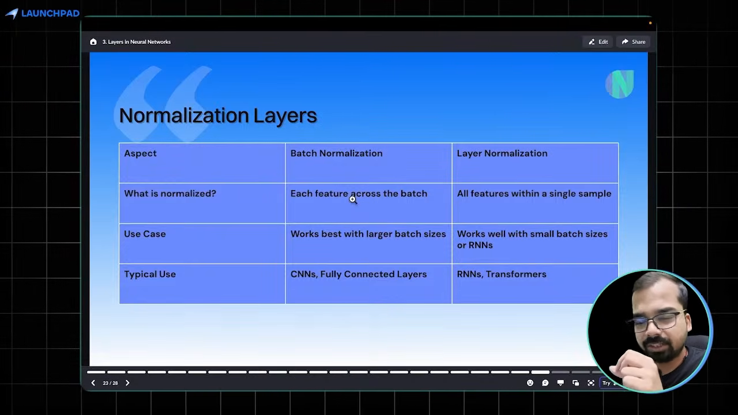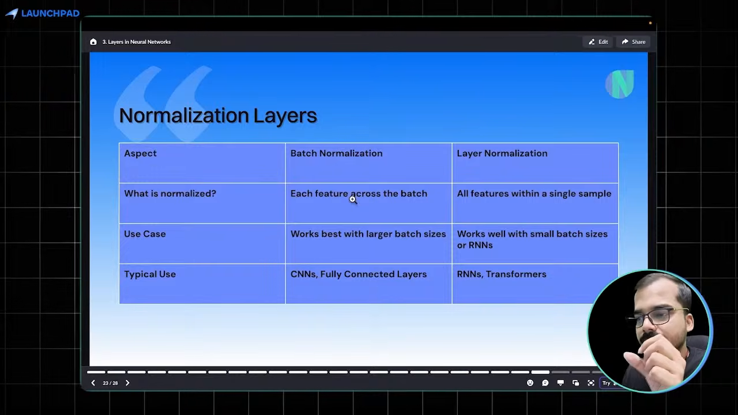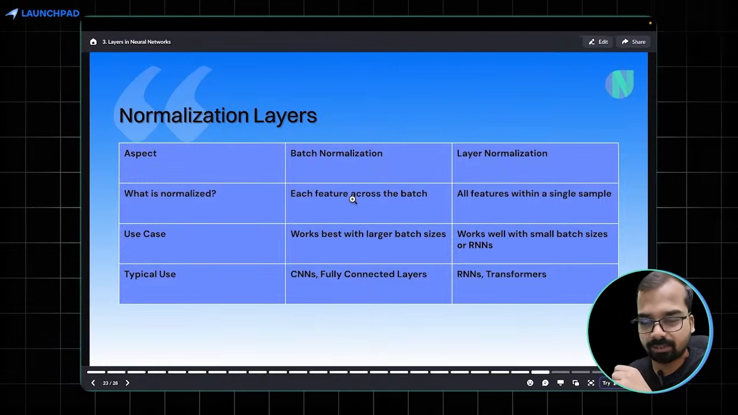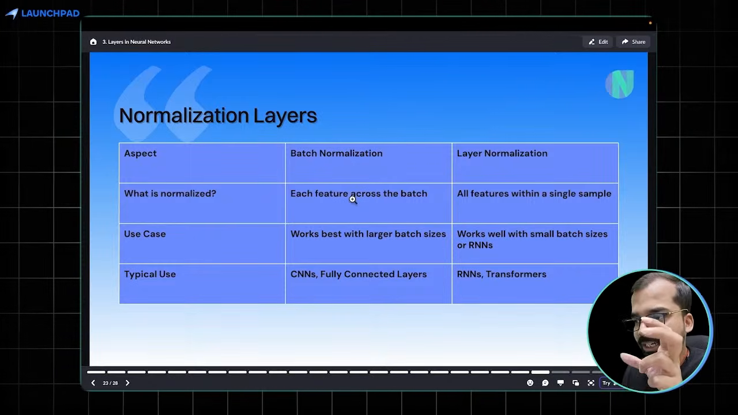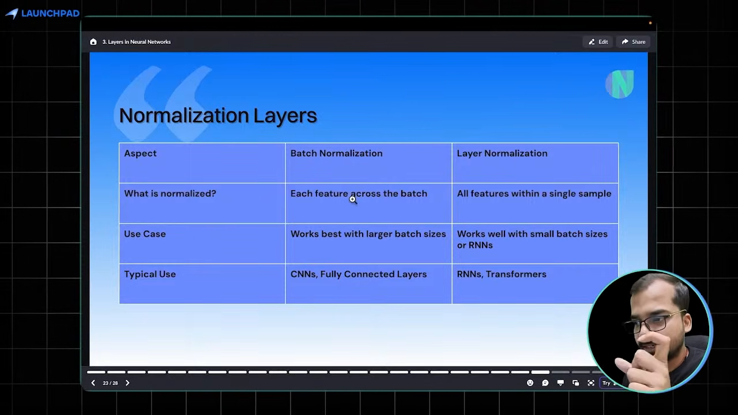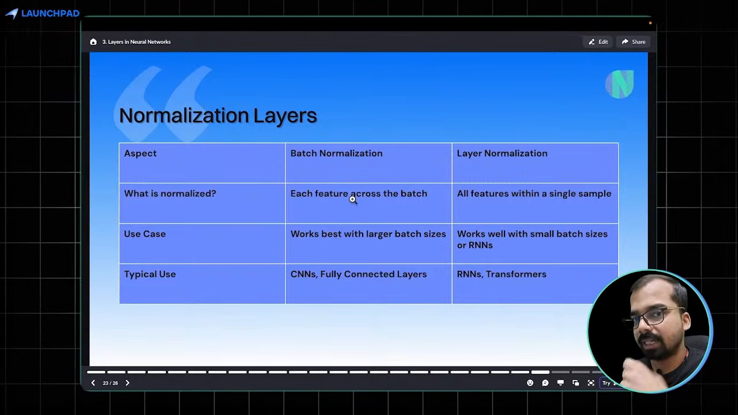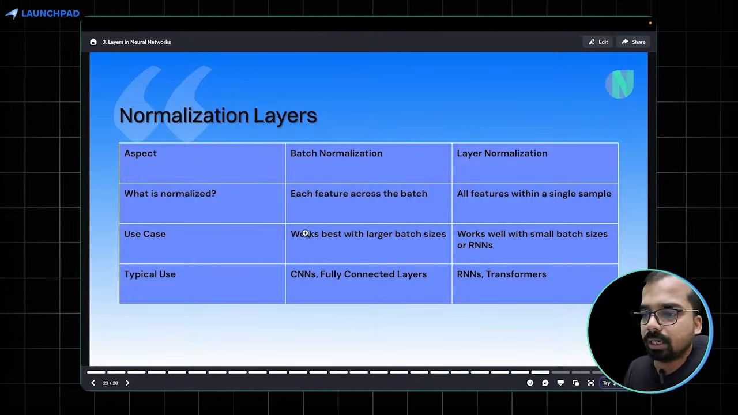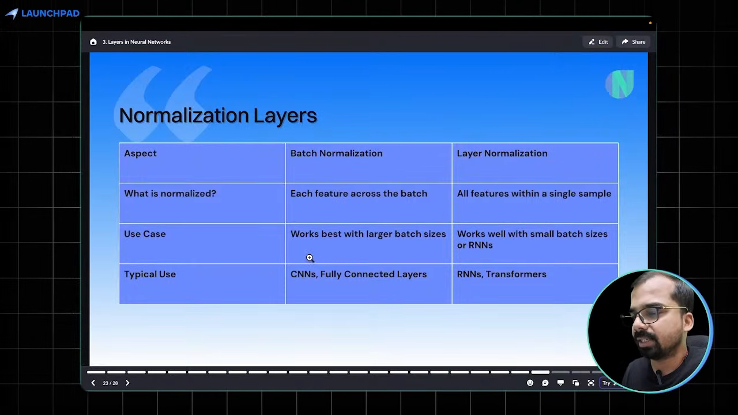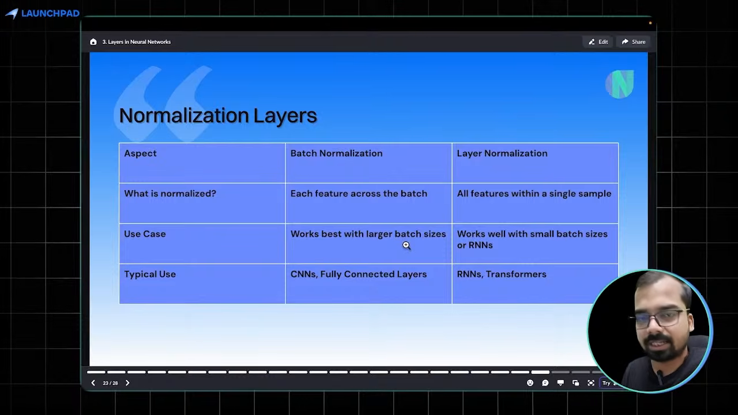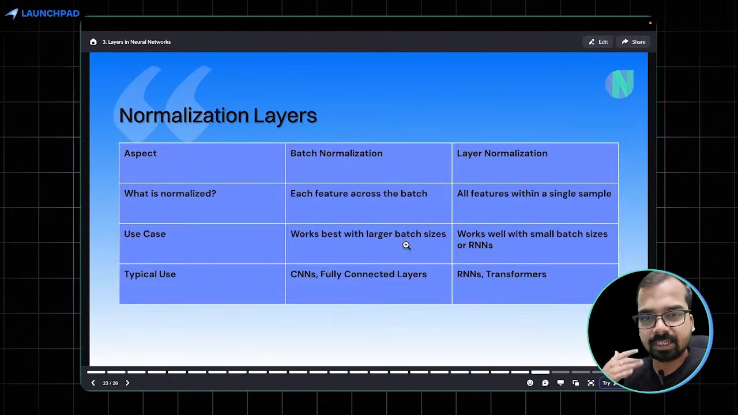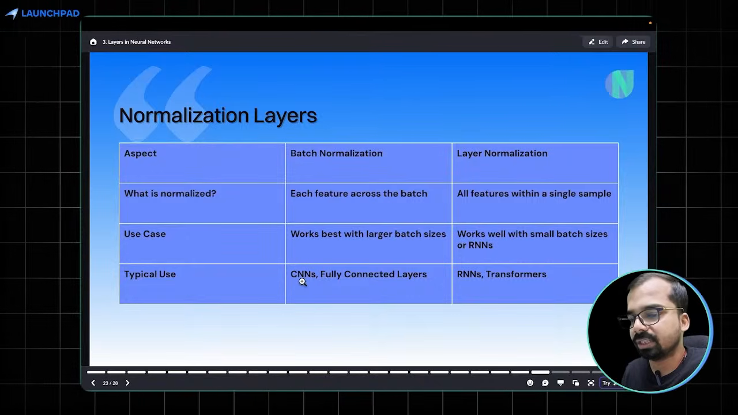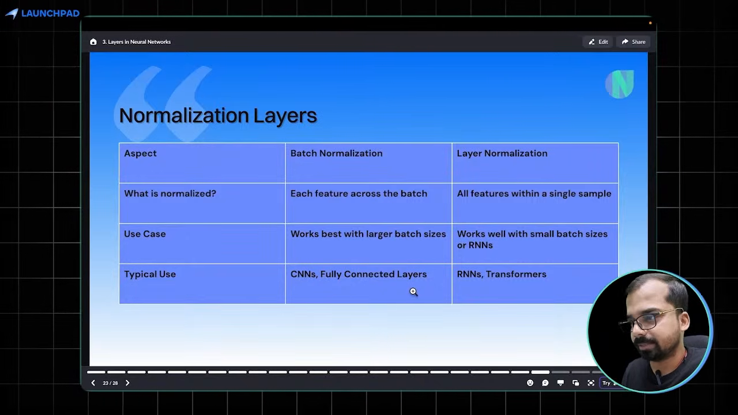So, for each feature, you calculate the mean and standard deviation for a particular batch. So let's say the batch size is 32. I'll take the 32 samples, for each feature I'll get the mean and the standard deviation, and then I will normalize the data. Batch normalization is useful when you have large batch sizes, because your mean and standard deviation will be much more accurate. So it's quite useful in the case of CNNs and fully connected layers.